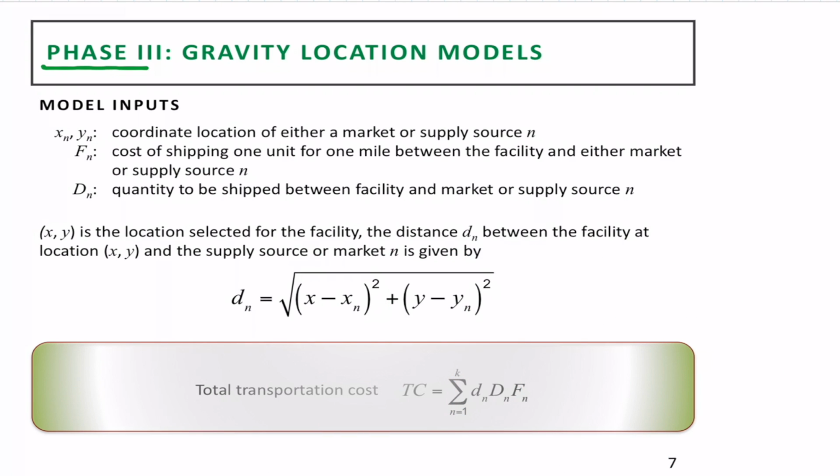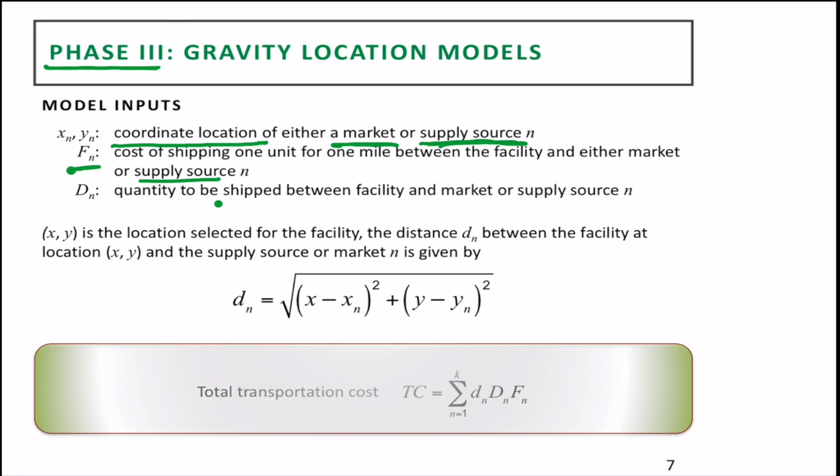So in the framework, we saw that in phase 3, basically managers make decisions about potential locations, and gravity location models can be very useful when identifying suitable geographic locations. So model inputs involves XY coordinates for the location. So that location may be either the market where the demand is, or it could be a supply source or manufacturing plant. Fn denotes the cost of shipping 1 unit for 1 mile between facility and either market or supply source, and Dn represents quantity to be shipped between facility and the market or supply source.